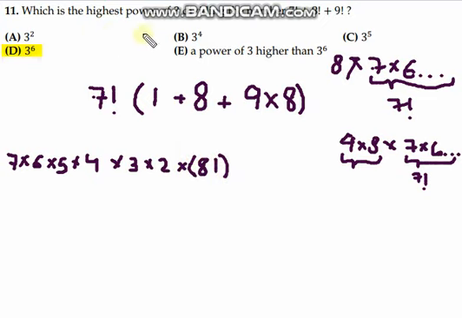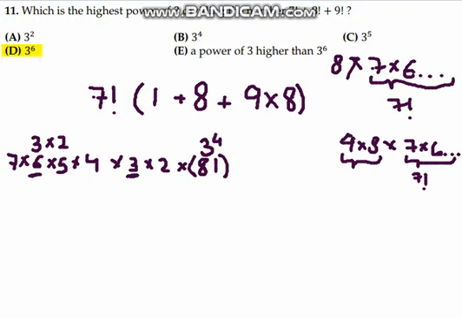So now we need to find out the highest power of 3 dividing this number. So let's see how many of these factors of this number are divisible by 3. So 6 is divisible by 3. That's 3 2s are 6. So that's a 3 over here. 5 is not divisible, 4 is not divisible by 3. 3 itself is divisible by 3. 2 is not divisible by 3. And 81 is actually 3 power 4, is obviously also divisible by 3.